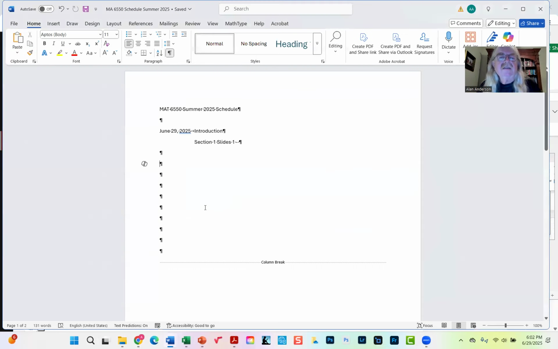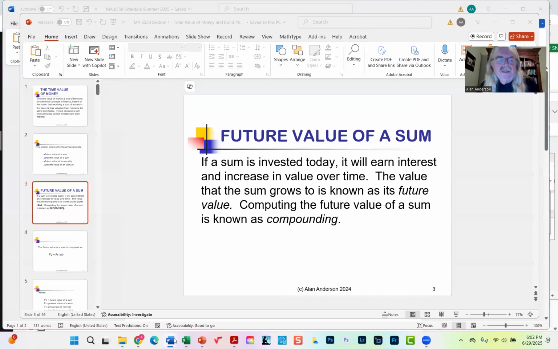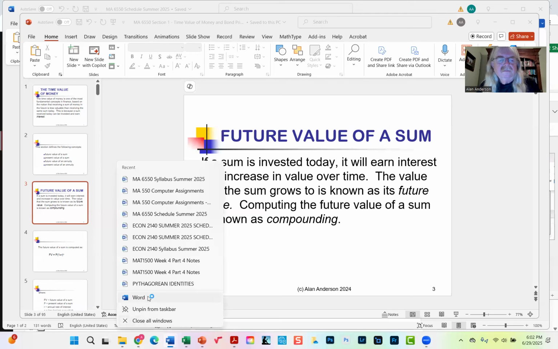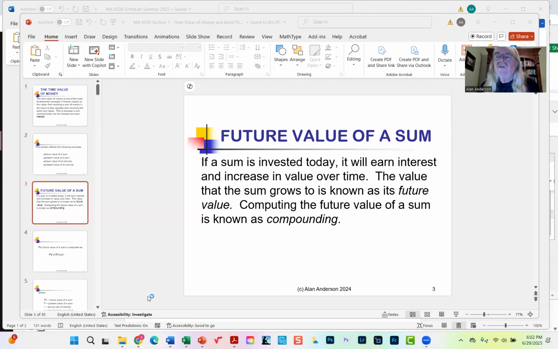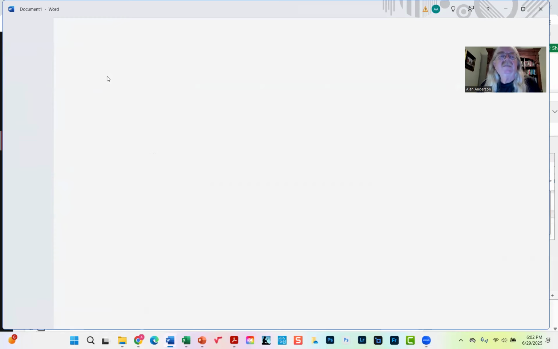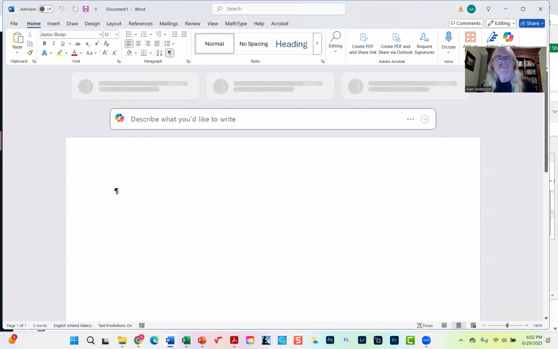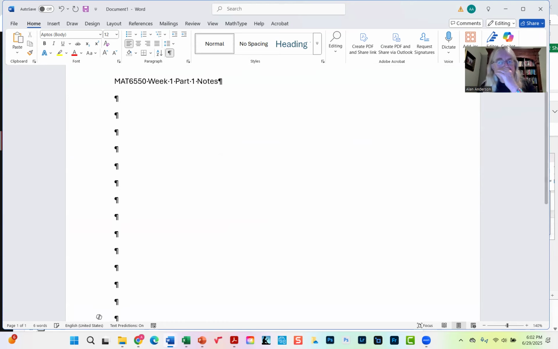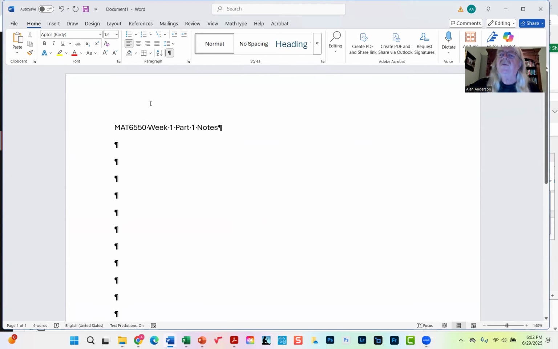Let me write this out on a separate diagram. So we often use a special diagram, which is called a timeline, to illustrate these types of time value of money problems. All right, so I'll create a separate document here so I can make more notes, and I'll post these later on when we're done.